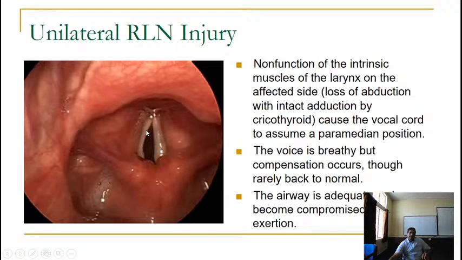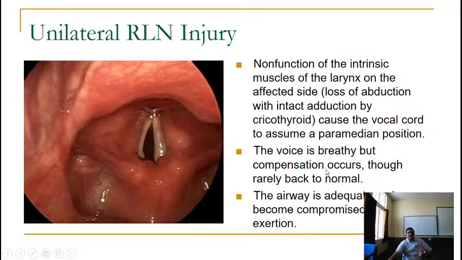Mild adduction is still preserved, and the tensor of the vocal cord, the cricothyroid, retains a slight amount of function. The other vocal cord slowly tries to compensate and close this small gap. This may take about 6 months.